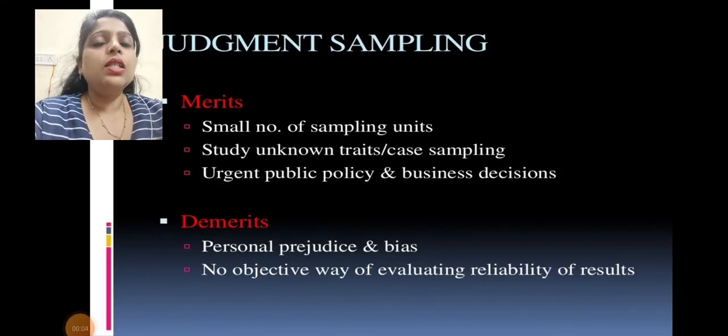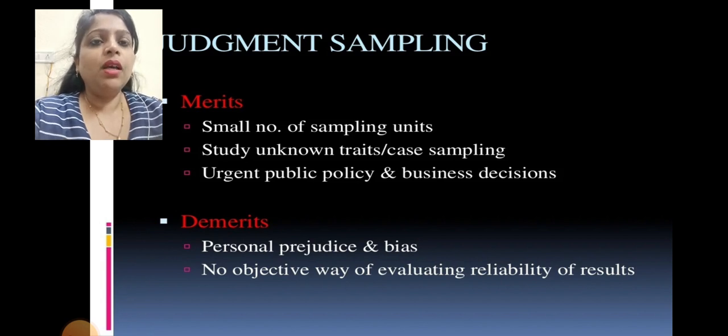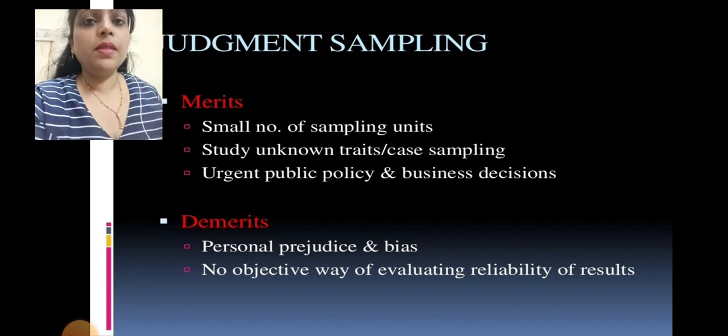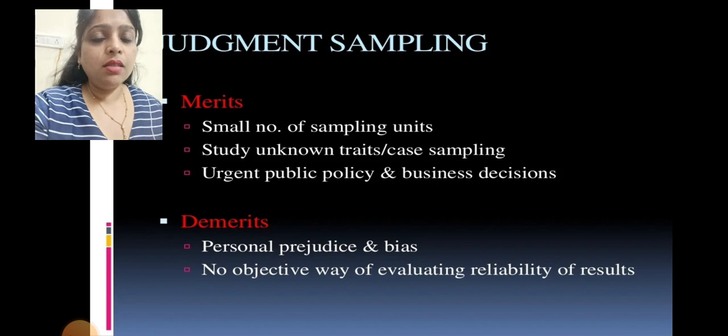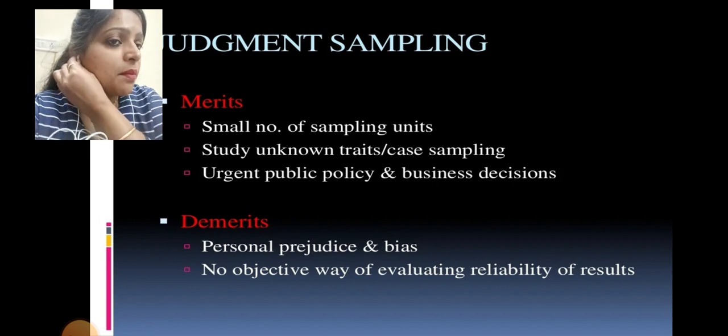In the last class, we dealt with the sampling types, and among them, we dealt with judgment sampling. In that class, we dealt with the merits and demerits of judgment sampling. In merits, only a small number of sampling units can be used, and urgent public policy and business decisions can be taken in this sampling, purposive sampling. Whereas in demerits, there is only personal prejudice and bias.